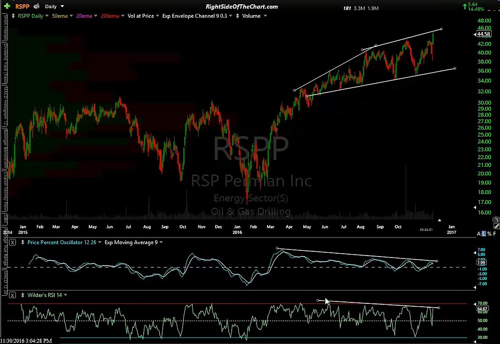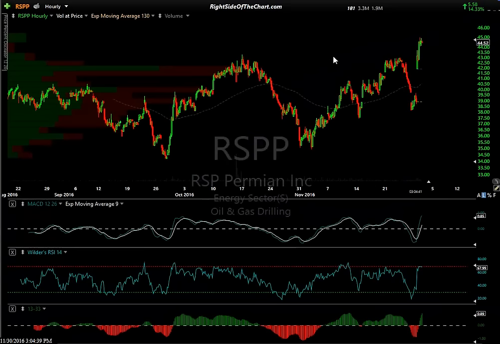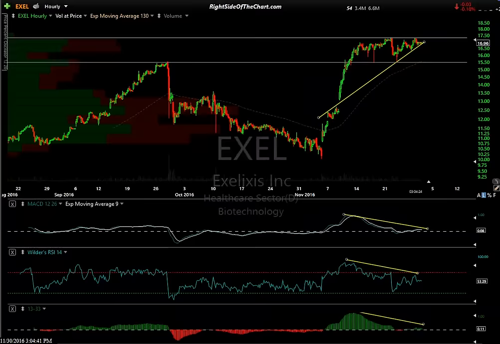RSPP, there's strong negative divergence, very clear negative divergence building in that stock for months as it's gone on and pushed up to a higher high. There's an uptrend line that needs to give way. 60-minute chart, not a whole lot to see. It stands out to me.